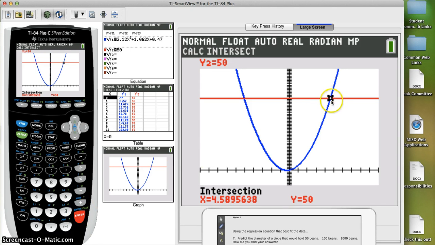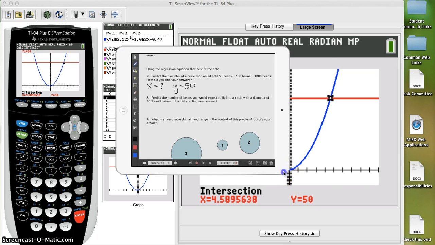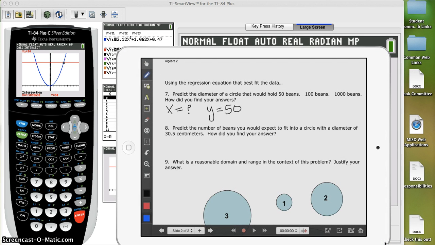Once you do that, as you can see, the cursor now is on the point of intersection and tells you for a y of 50, I have an x of 4.58 or 4.59 or 4.6 if you want. So I know then for a diameter of 4.6 centimeters, I'll be able to fill the circle with 50 beans. So let's record the information that we just found. So let me make this bigger. Okay, so then I can say that for 50 beans, I should have a diameter of 4.6. Now go ahead, pause the video and try to do the same thing for 100 and 1,000, and then we're going to discuss it together.